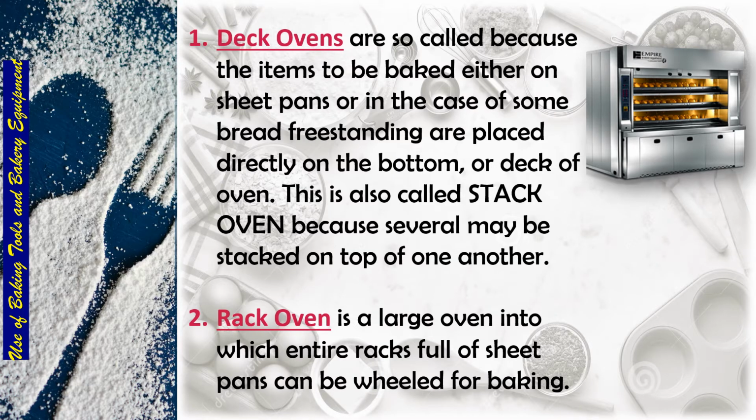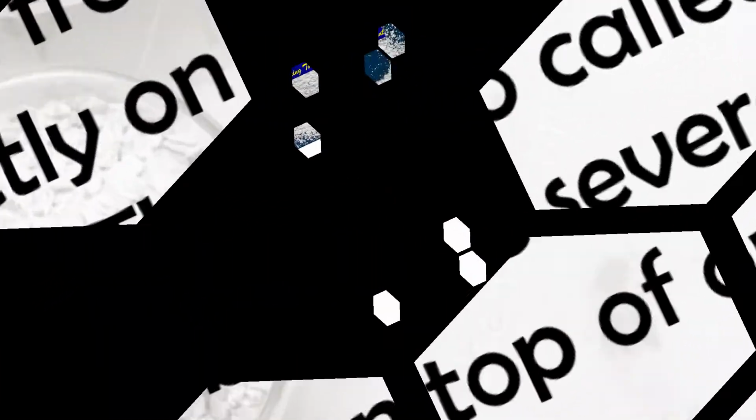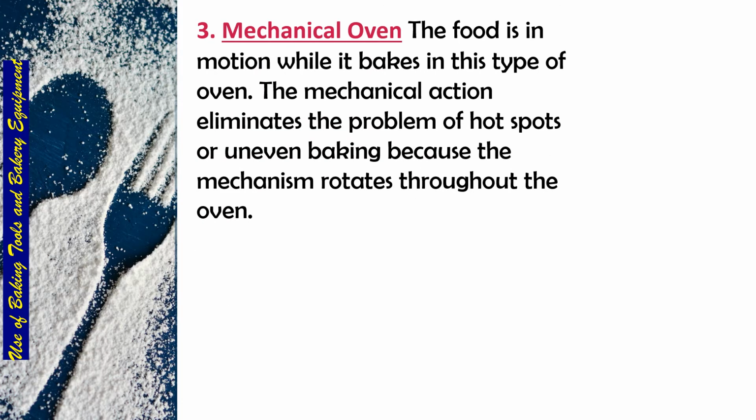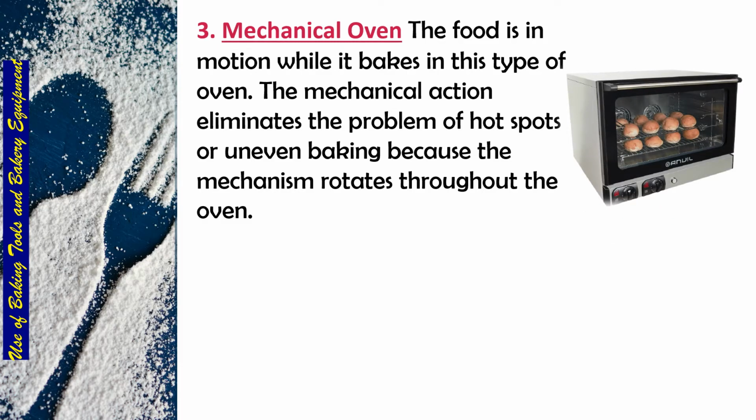The second one is the rack oven. It is a large oven into which entire racks full of sheet pans can be wheeled for baking. The third one is the mechanical oven. The food is in motion while it bakes in this type of oven. The mechanical action eliminates the problem of hot spots or uneven baking because the mechanism rotates throughout the oven.